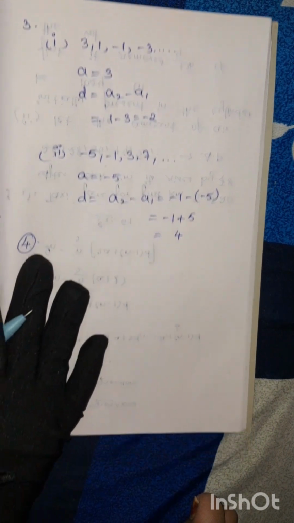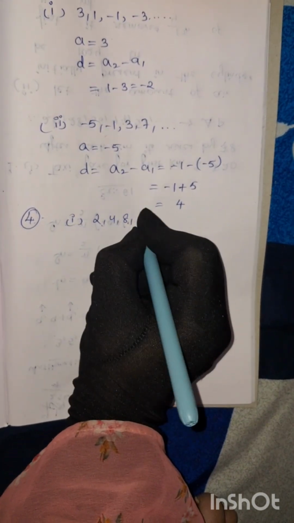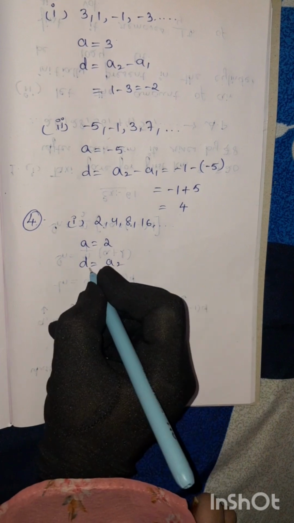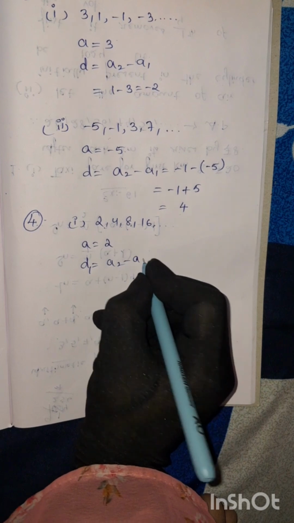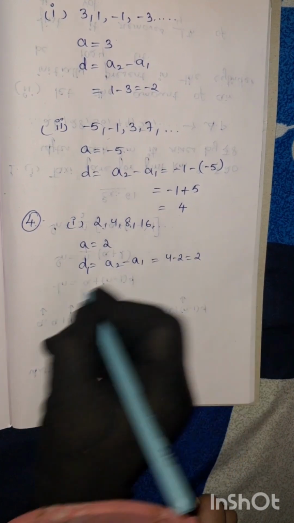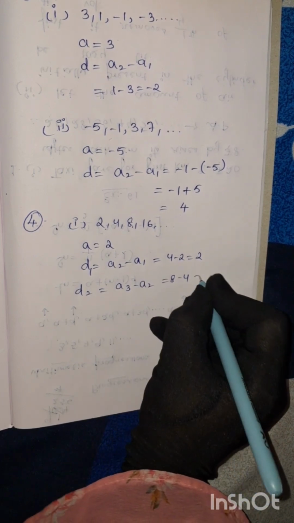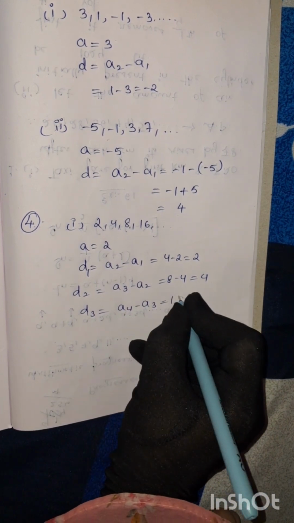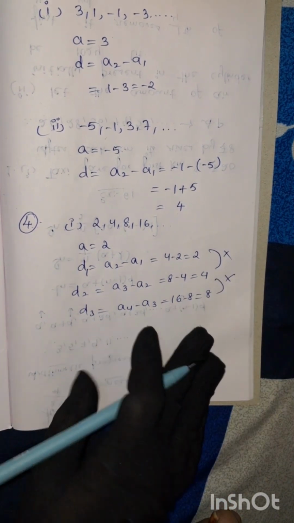Okay, let us do a few questions. The first question is 2, 4, 8, 16 and so on. Here clearly you can see the value of A is 2. What is the value of D? A2 minus A1. I will check for D1, D2 and D3. D1 is nothing but A2 minus A1, which is 4 minus 2, it is 2. Let us see for D2. D2 is nothing but A3 minus A2, which is 8 minus 4, which is 4. D3 is nothing but A4 minus A3, which is 16 minus 8, which is 8. Are you able to see the difference is not equal? So this is not an AP.